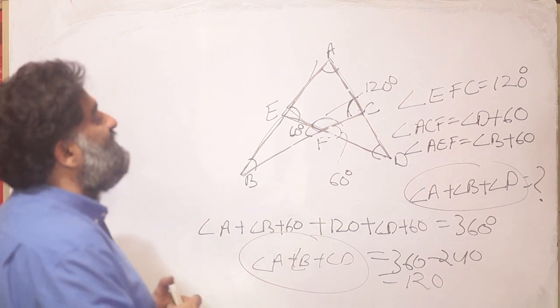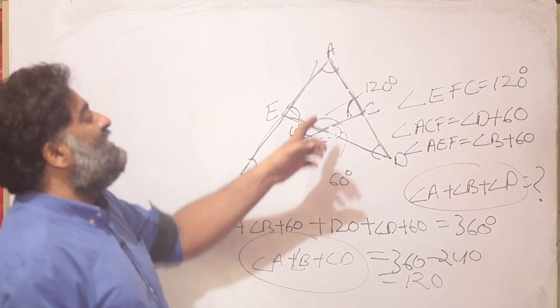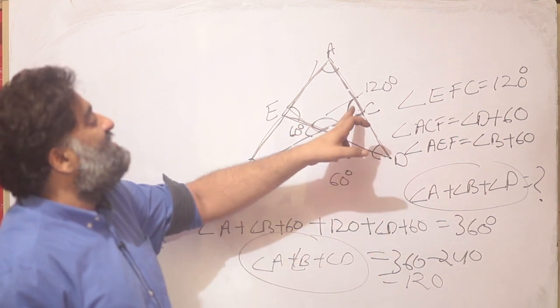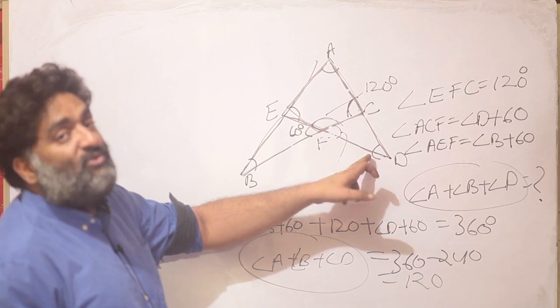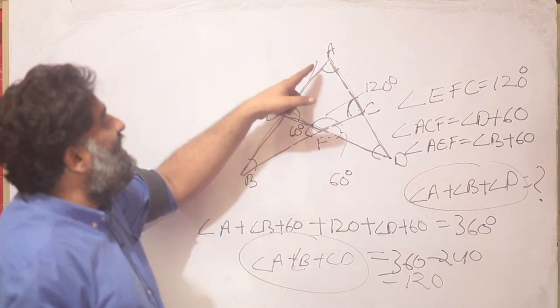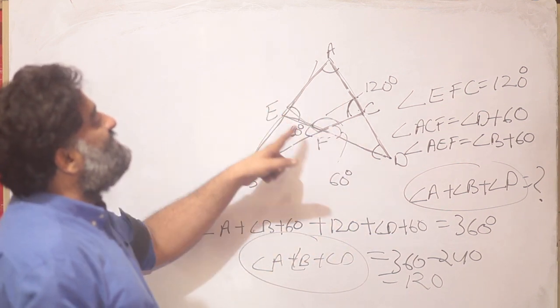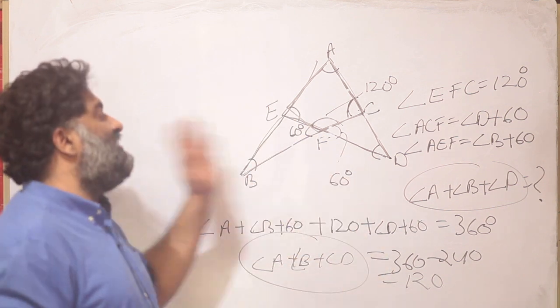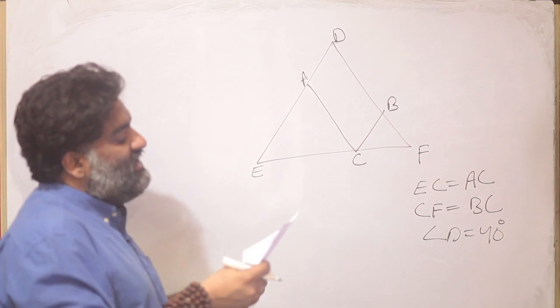So the properties that we are using in this particular case were that sum of all angles on a straight line is 180 degrees, that the exterior angle is equal to the sum of the opposite angles, and that in a quadrilateral sum of all angles is going to be 360 degrees. So a simple problem and a revision of all our key ideas. So this was our next question.